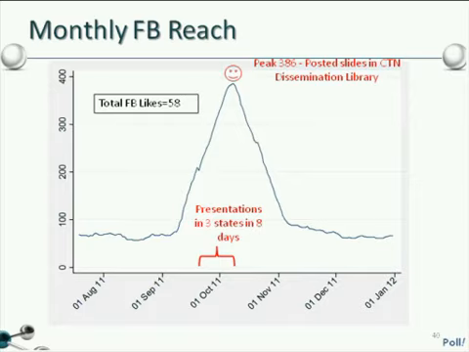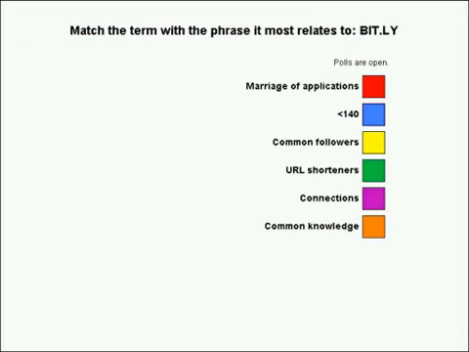I think it's our last quiz. Match the term with the phrase it most relates to. Bitly. Marriage of applications, less than 140, common followers, URL shorteners, connections, or common knowledge.